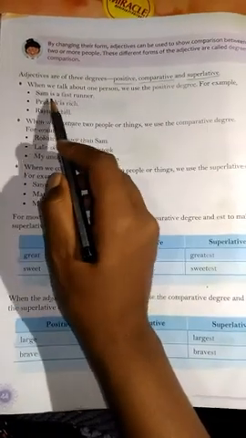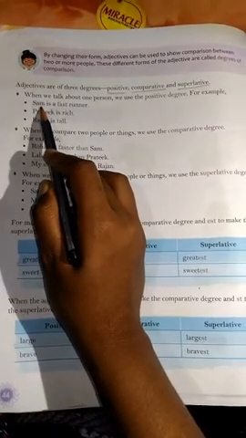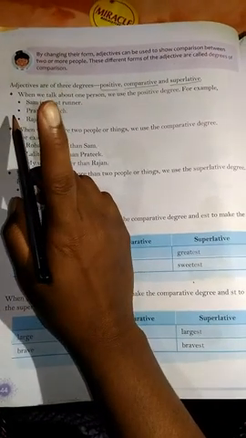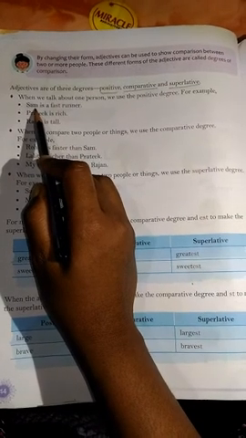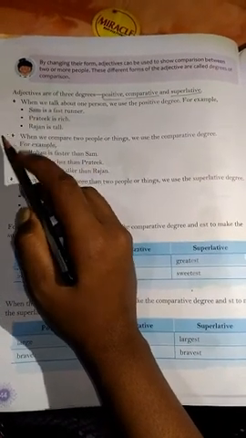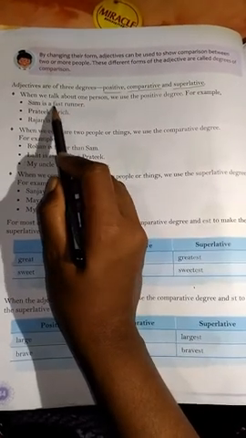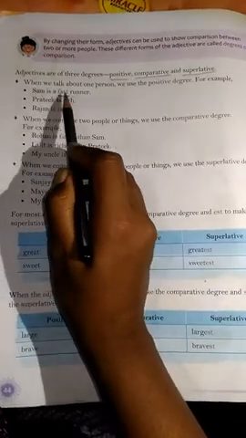For example, Sham is a fast runner. I am not using any other name. I am talking about only one person, that is Sham. I am not comparing with anyone else. So when we talk about only one person, we use the positive degree. Here the adjective that is used is fast. Sham is a fast runner.